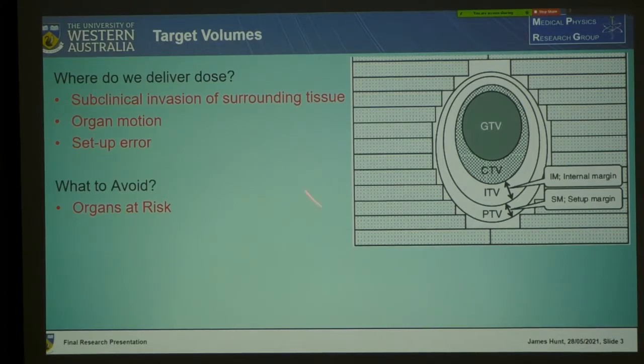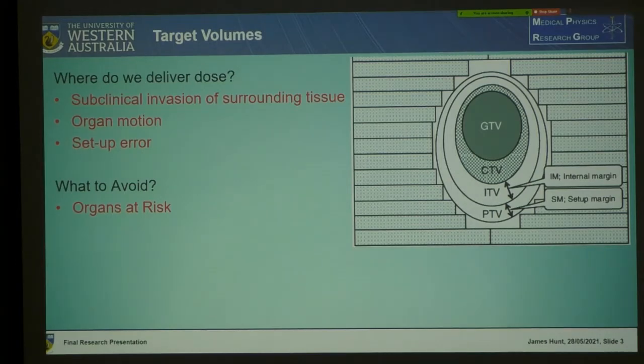You also want to treat an internal margin, an internal target volume, to account for the patient moving, especially if the patient has, say, a lung cancer and they're breathing, there's going to be some movement involved. Also, there's going to be a setup margin, so every time the patient is set up. Cumulatively, this creates your planning target volume. And that's what gets targeted by radiation therapy.